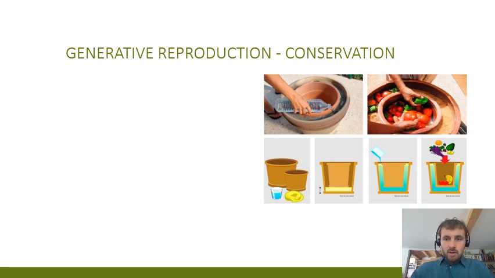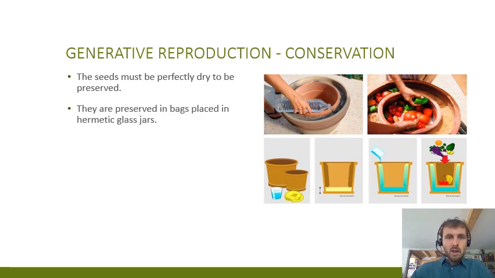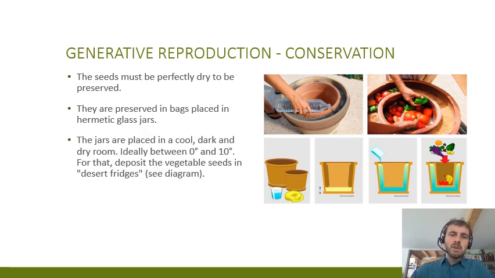After this, we just talk a little bit about the conservation. So you need to have really dry seeds in order to store them properly and keep their germinating capability. Ideally, you can put them in bags, in glass jars, to protect them from moisture, from pests, from basically everything. It's really good if you're able to put them in a glass jar. And ideally, you should put them in a cool, dark, and dry room, ideally between 0 and 10 degrees.